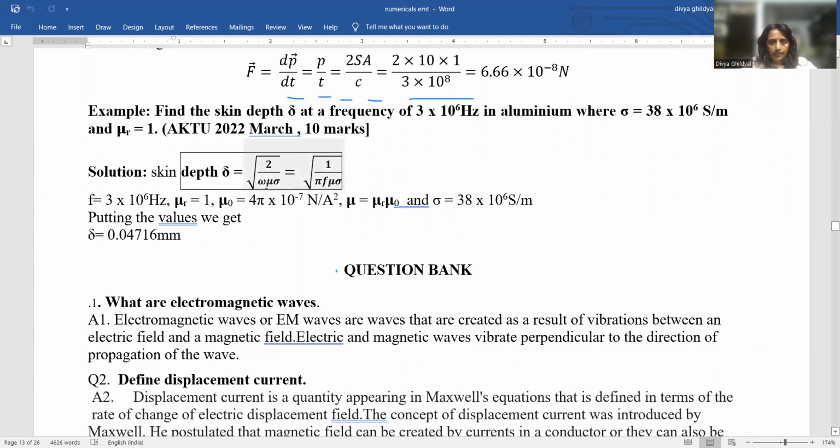See, under root 2 upon omega mu sigma is 1 upon pi f mu sigma, because omega is 2 pi f, so 2 gets cancelled and you are left with pi f mu sigma. So f is 3 into 10 to the power of 6 hertz, mu r equals 1, mu naught is this much. So the total mu becomes a product of mu r into mu naught, and sigma is 38 into 10 to the power of 6. Putting these values, we get this answer. Please remember, too much detail of skin depth is not there in your syllabus.